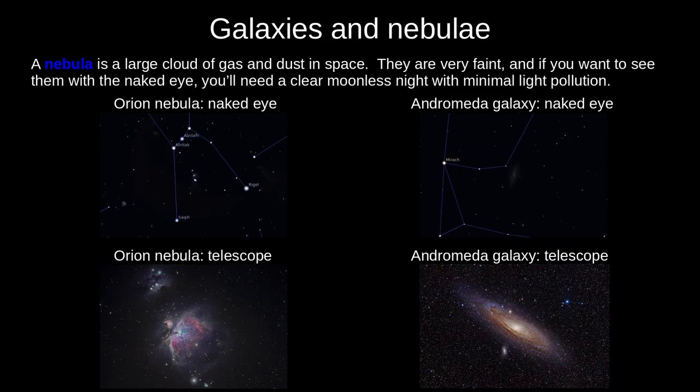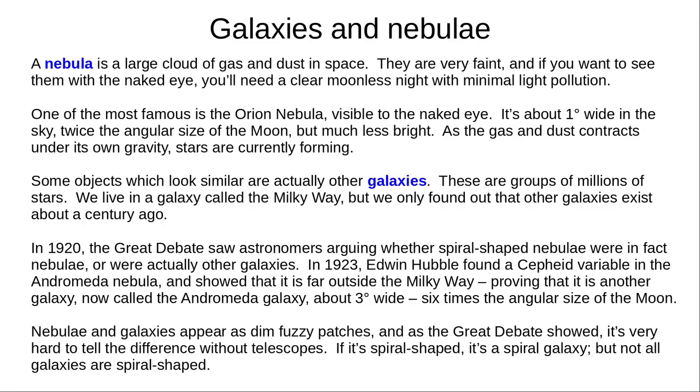Nebulae and galaxies are not the same thing, but they used to be. The Orion Nebula is about 1 degree across, twice the width of the Moon, although much less bright. The nebula is contracting due to gravity, forming new stars. The Andromeda Nebula, as it used to be called, has a spiral shape.